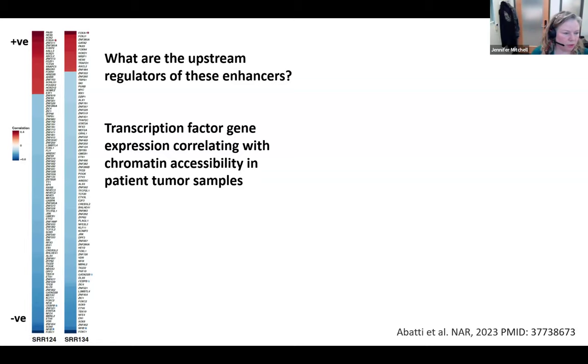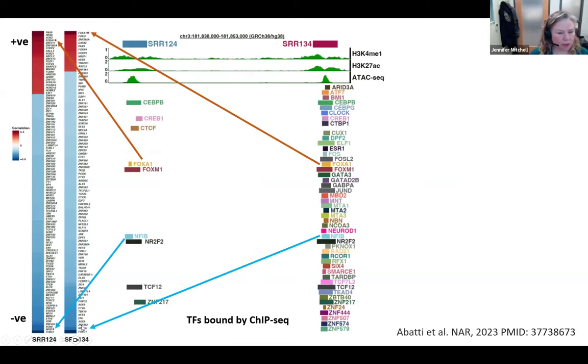Because there was a large database of open chromatin data available, paired with RNA-seq data, we could look at the correlation between transcription factor gene expression and open chromatin at these enhancers in a large set of patients. We found a number of transcription factors that are positively correlated with open chromatin at these enhancers, and some that are negatively correlated. Then we turned to look at ChIP data that was available for breast cancer, and we identified a few key factors that we wanted to study more.